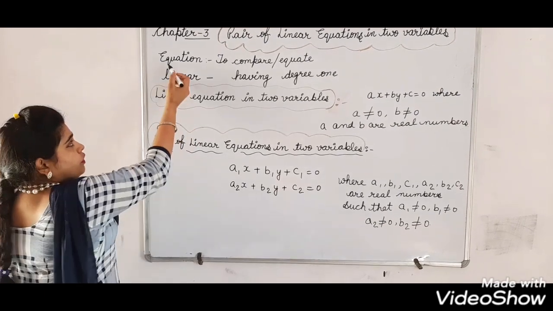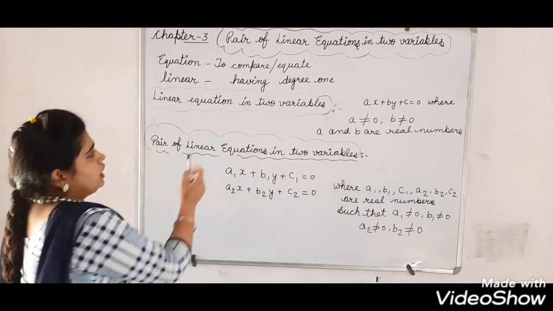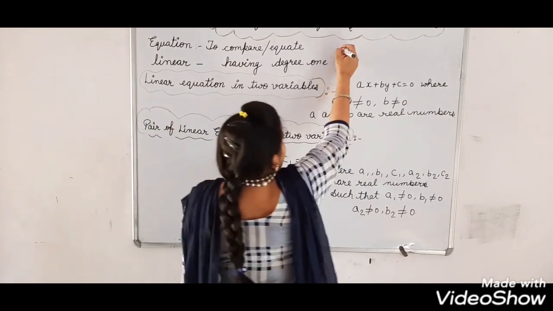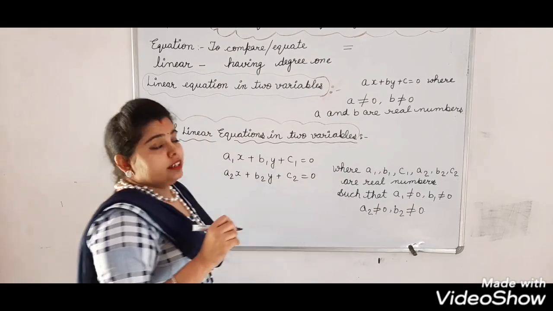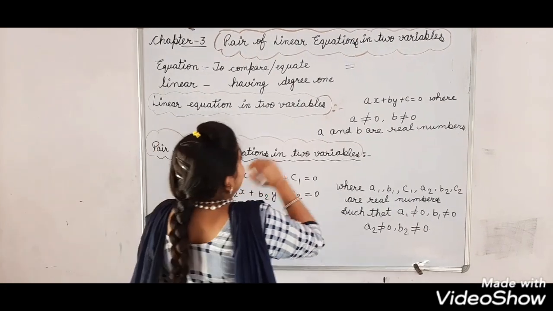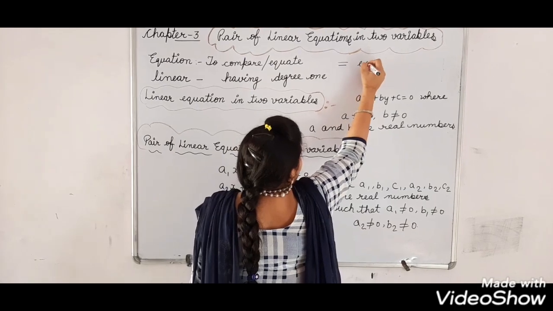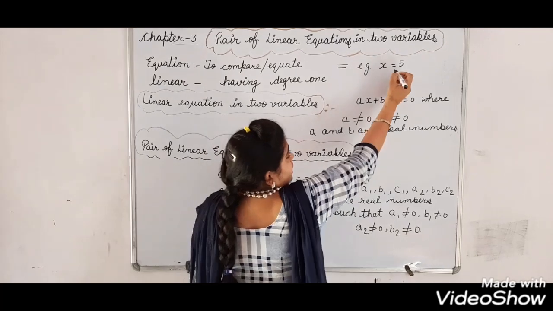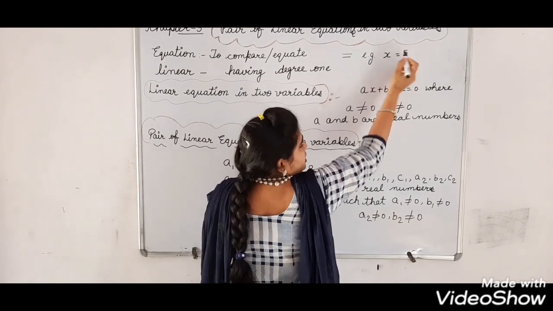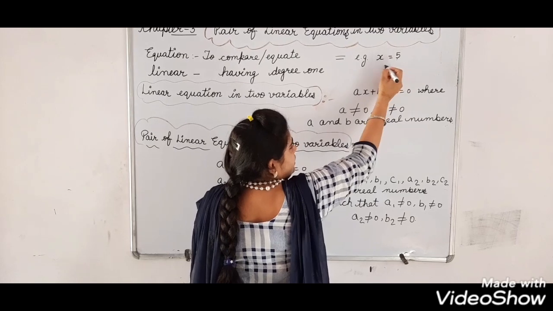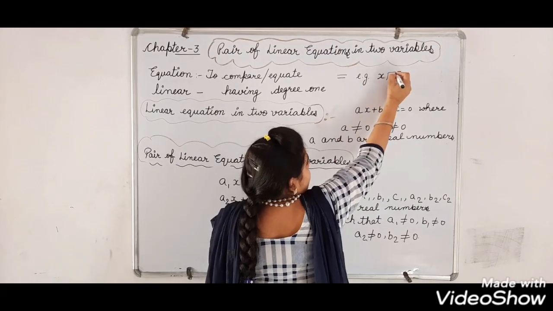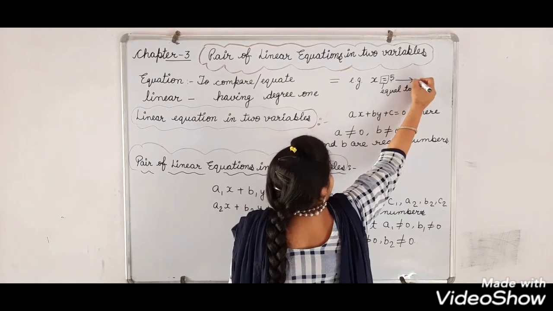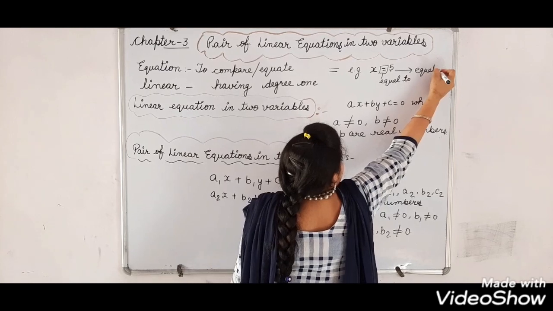First of all, what do you mean by equation? Equation means to compare or equate. When we use a sign of equality, then it is called an equation. Suppose example, x is equal to 5. Means here the value of x is 5, and we are assigning 5 as the value of x. This sign is called equal to sign and this is called an equation.